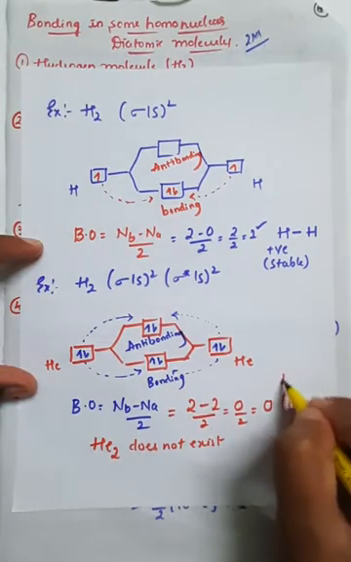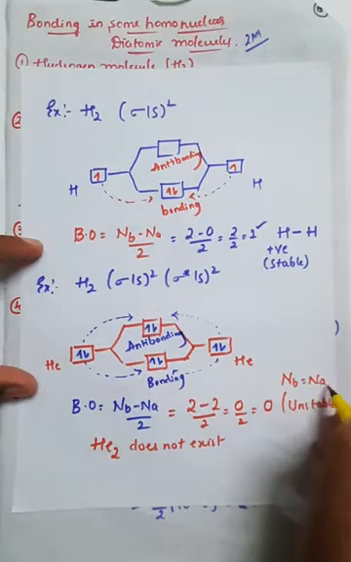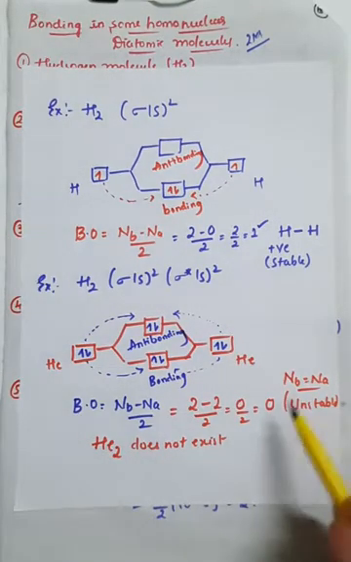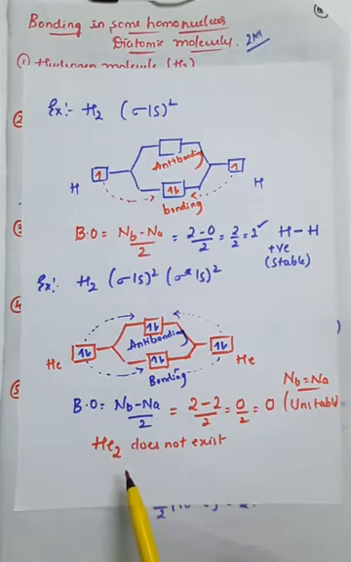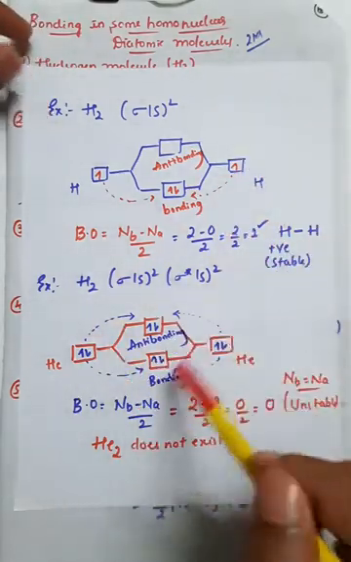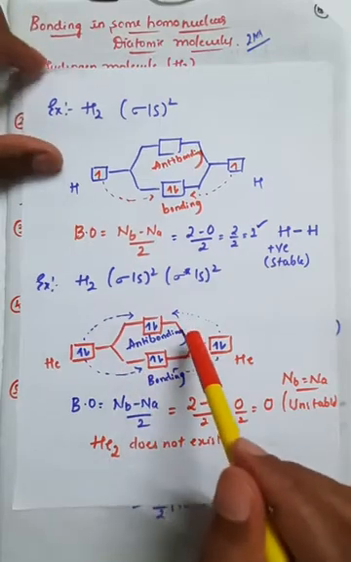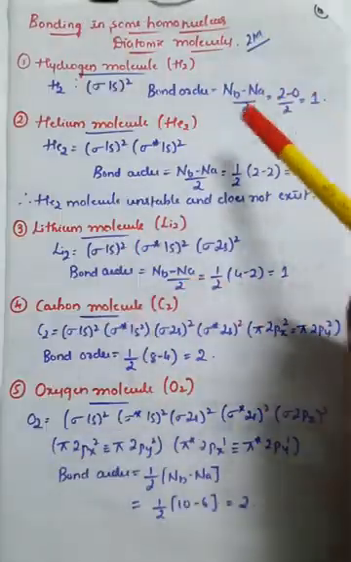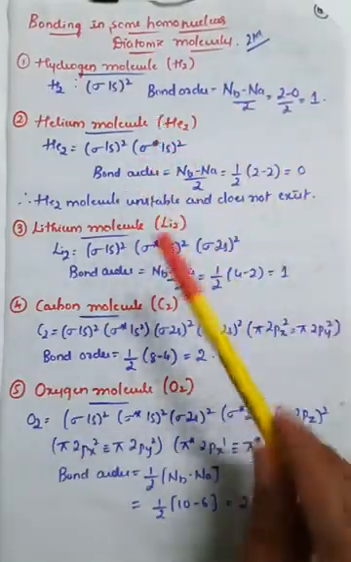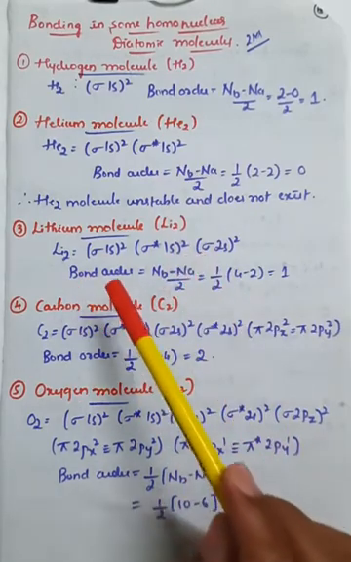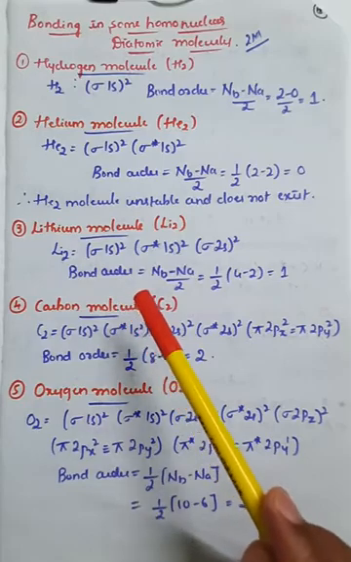Because here the condition is Nb is equal to Na. We already saw that one. If Nb is equal to Na, then the molecule is unstable. Therefore the helium molecule does not exist, right? In the same way, by drawing this orbital diagram, we can calculate the bond order for the hydrogen molecule, helium molecule, lithium molecule, right? So you yourself must solve these molecules, this pictorial diagrammatic representation.